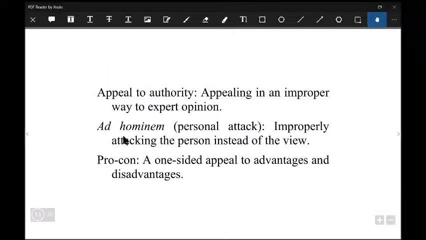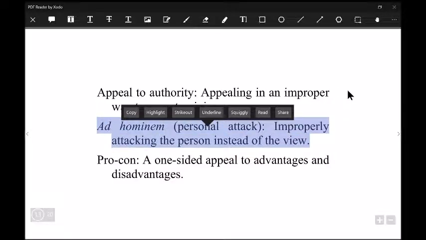Ad hominem, another Latin one. This means against the person, as opposed to ad rem, which is against the topic. So this is a personal attack where you improperly attack the person instead of the view. And again, ad hominems could be legitimate. If you say you're inconsistent, therefore your view isn't very reasonable. Or if you say you're ignorant of the facts, therefore your view isn't very reasonable. Those are legitimate ways of criticizing the reasonableness of a person's view.